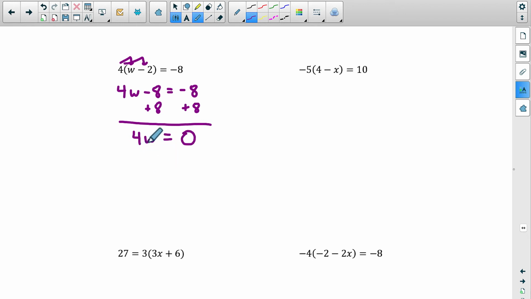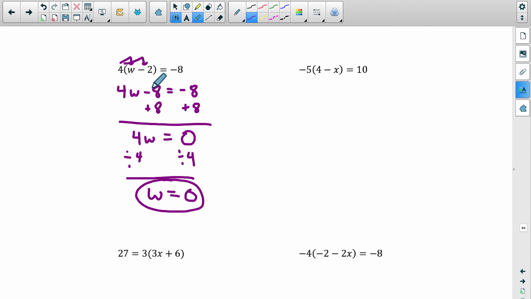We have 4 times w. We want to get rid of that 4, so we have to do the opposite of multiplication. We need to divide by 4. What you do to one side, you must do to the other. So those cancel. You're left with w over here. 0 divided by 4. 0 divided by anything is 0. So w equals 0. Ooh, I don't feel confident because 0 is kind of a scary answer.